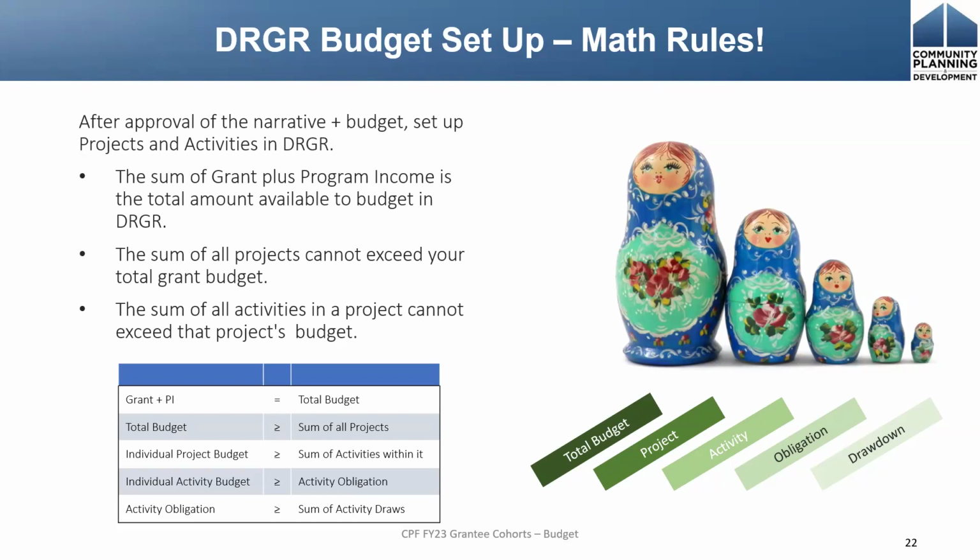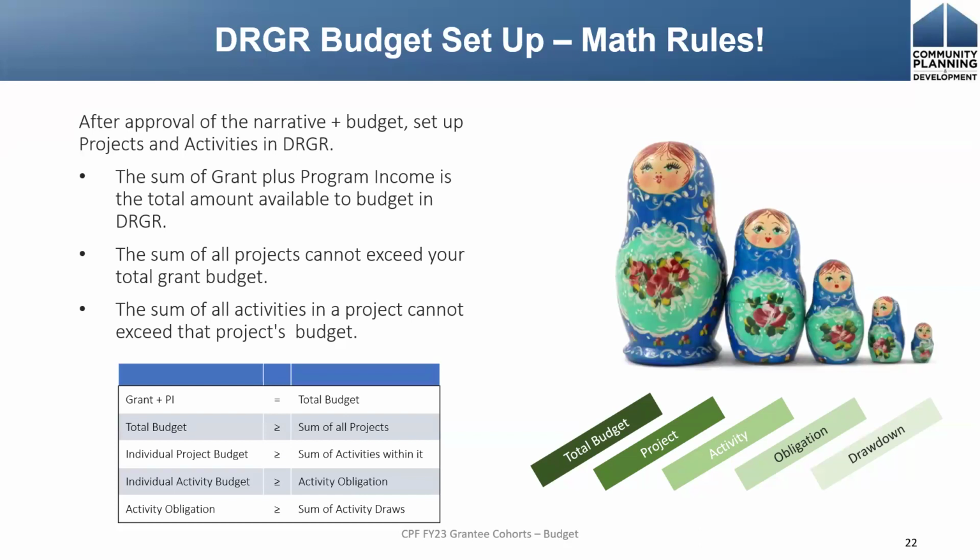what's ahead, basically. So after approval of the narrative and budget and the execution of your grant agreement, you will be set up in DRGR. As part of that setup, you will then go into DRGR and build out your projects and activities in your action plan. And we wanted to give you kind of a high-level overview of what that structure looks like.